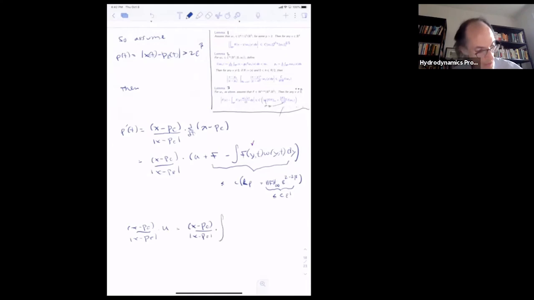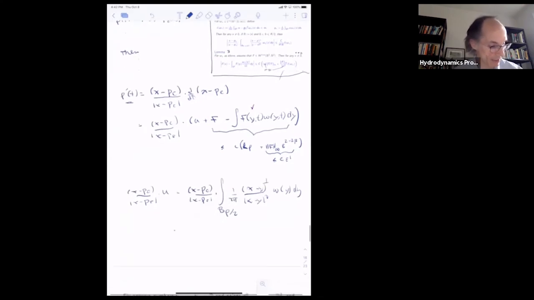And so near will be, say, I look at the ball of radius rho over 2, where rho is rho of t over 2. And then I have (x minus y)-perp over |x minus y| squared, I need a factor of 2 pi, and then an omega of y dy. And then I have the same thing with the integral over the complement of the ball of radius rho over 2.